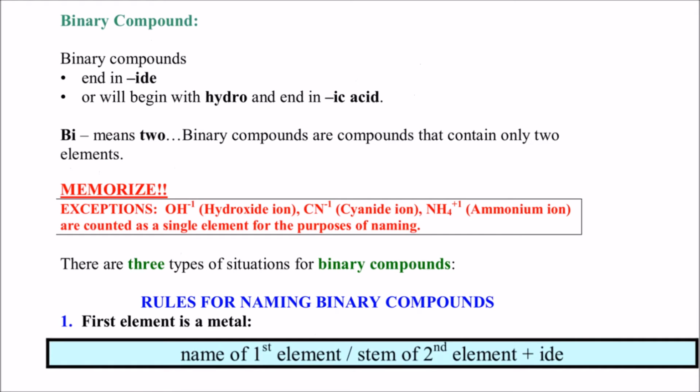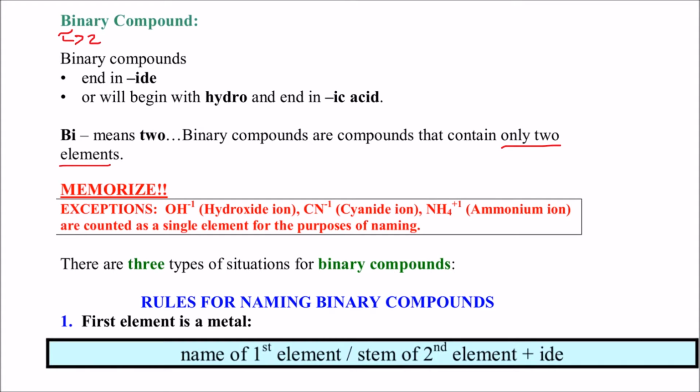Okay? Okay, so what we've been looking at so far are called binary compounds. Bi means 2. Okay, so binary compounds are going to have 2 elements only.